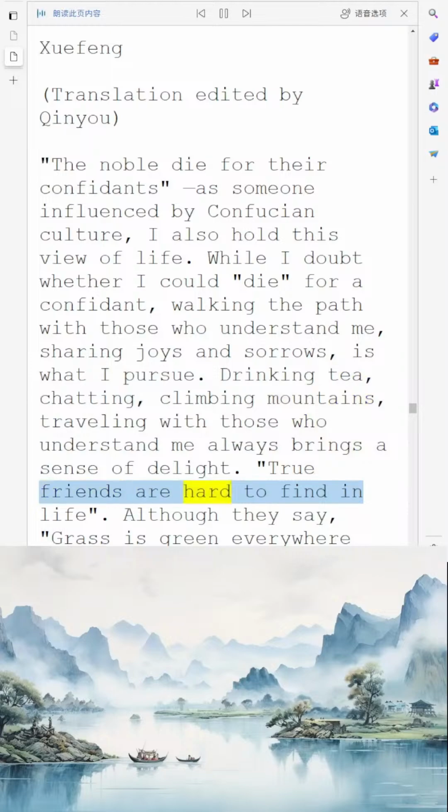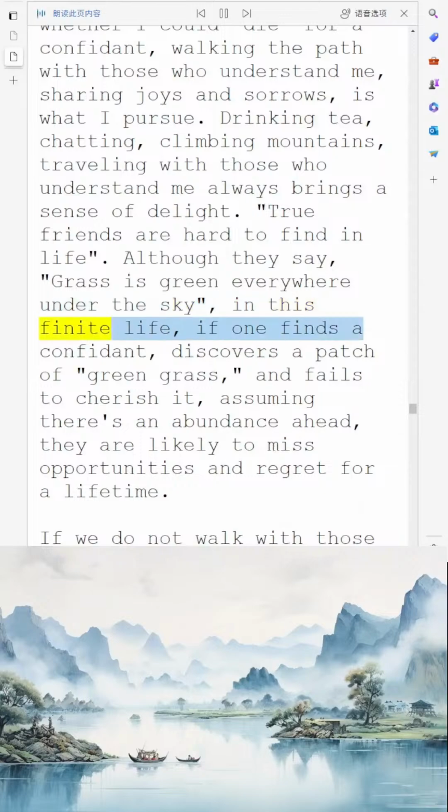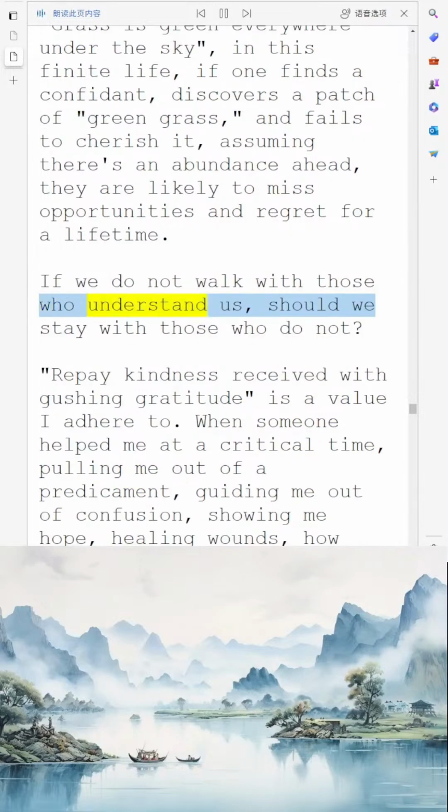True friends are hard to find in life. Although they say grass is green everywhere under the sky, in this finite life, if one finds a confidant, discovers a patch of green grass, and fails to cherish it, assuming there's an abundance ahead, they are likely to miss opportunities and regret for a lifetime. If we do not walk with those who understand us, should we stay with those who do not?